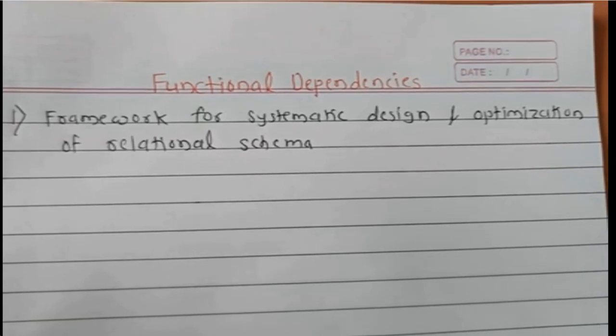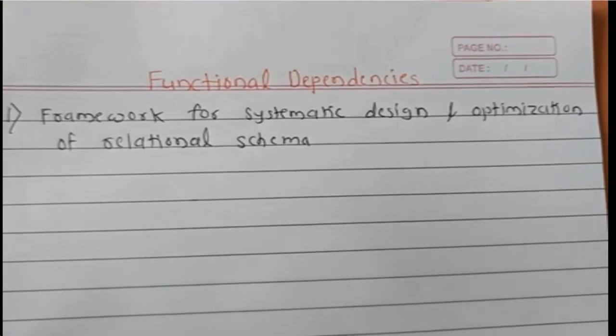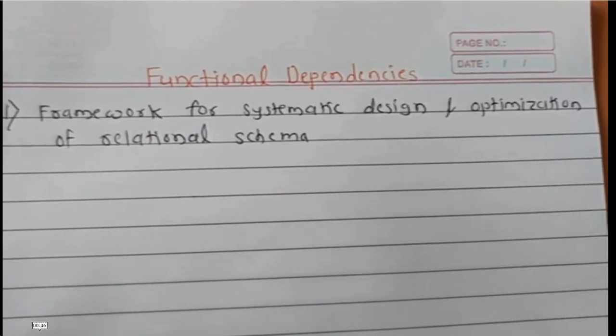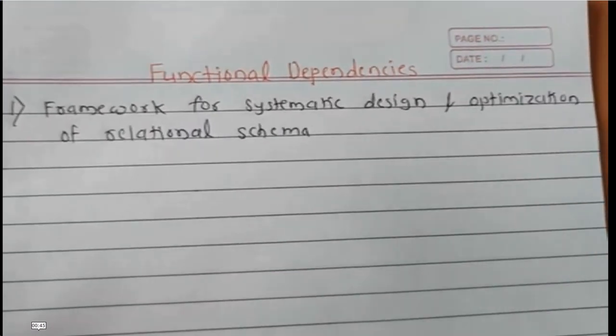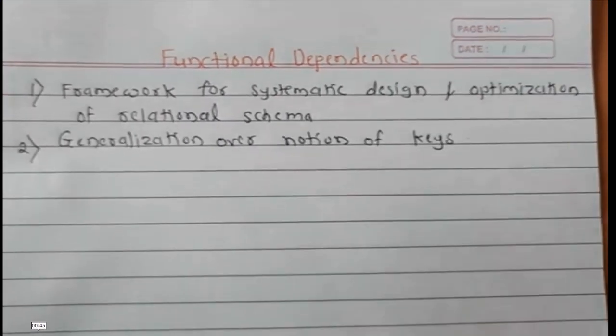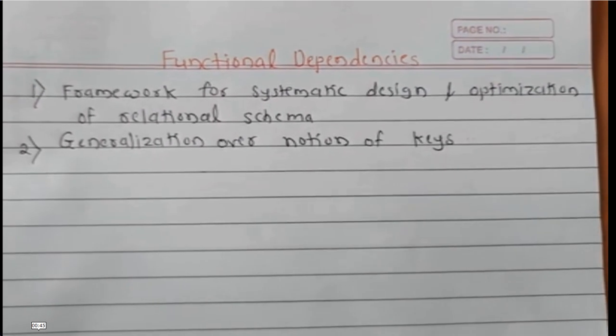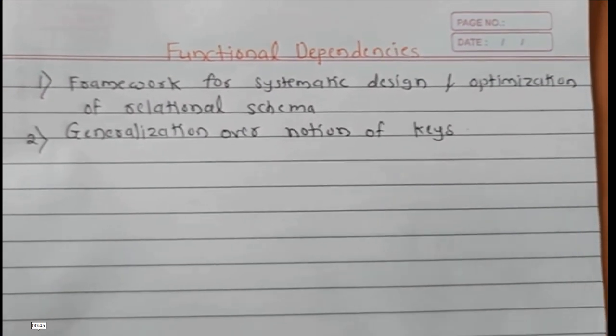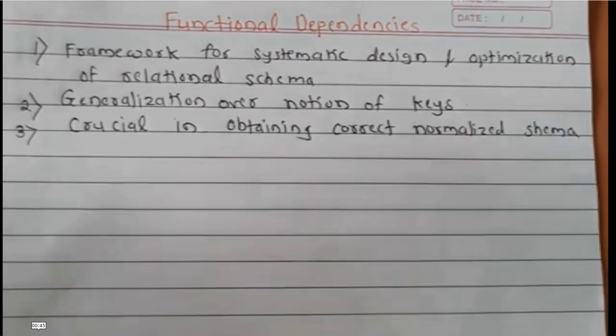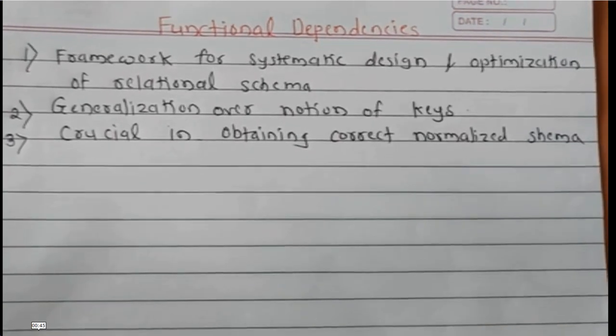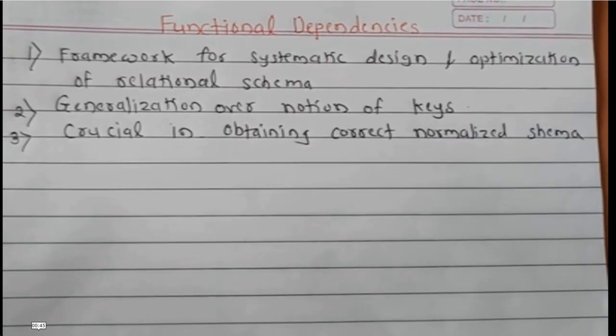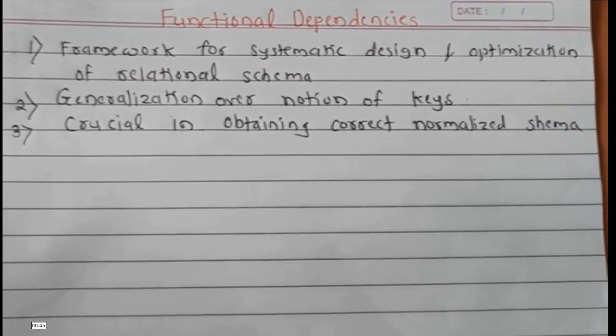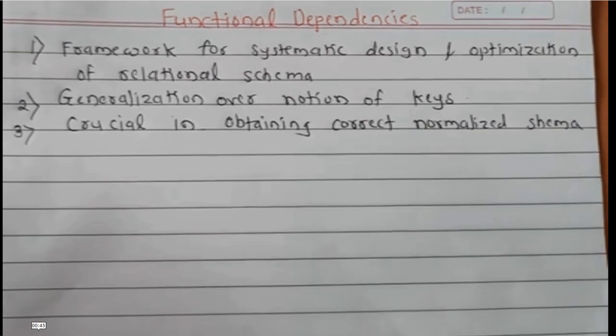Hello everyone. In this tutorial, we will see the concept of functional dependency. What is functional dependency? Functional dependency is a framework for systematic design and optimization of the relational schema. The second important thing, it is a generalization over the notion of keys. Third and the most important thing is that it is crucial in obtaining a correct normalized schema.